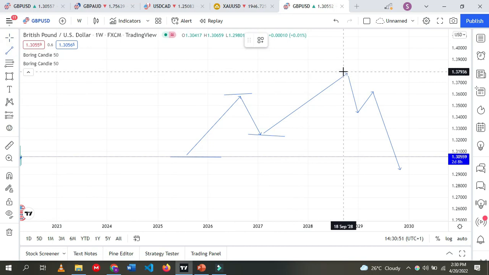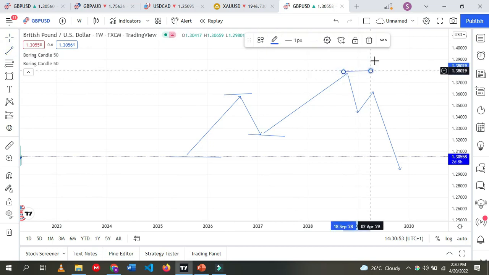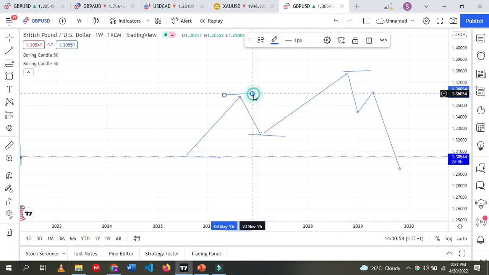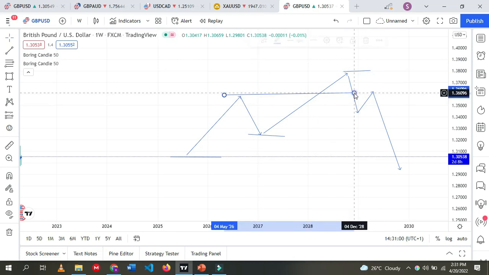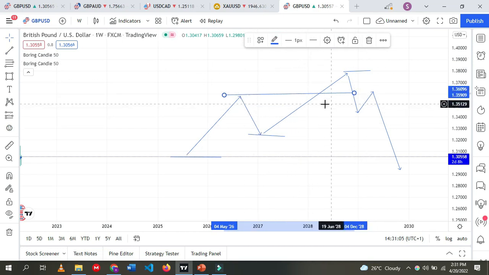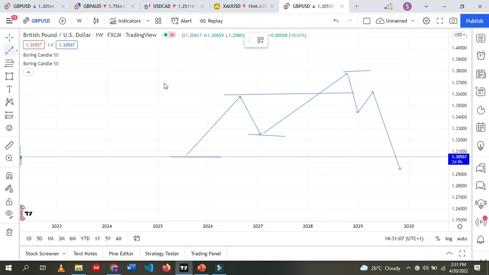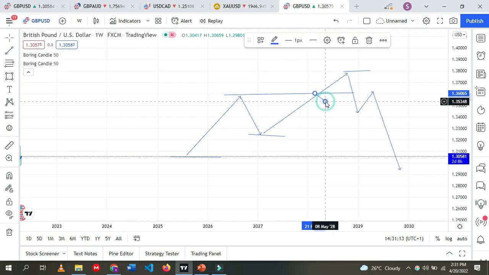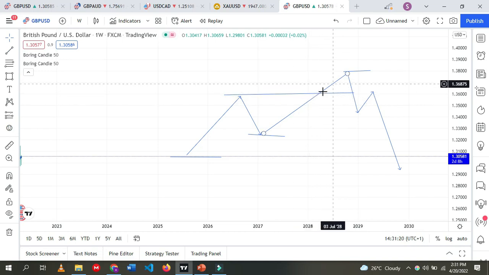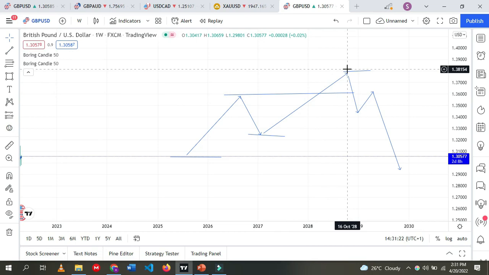Now it moved up, and broke this resistance level. Now it has broken this resistance level. Probably it came down a little bit, it retested it, then broke it. Now this place turns to the new support. Now this is a new resistance.